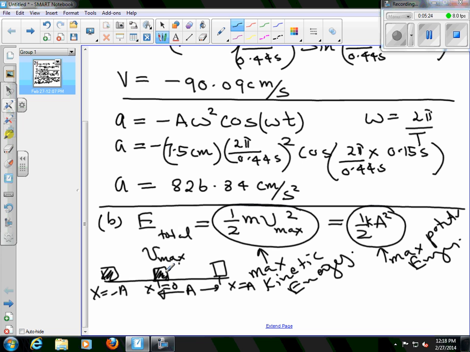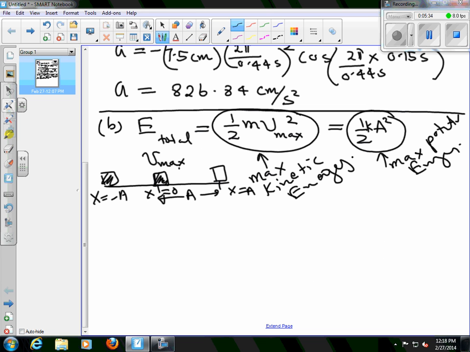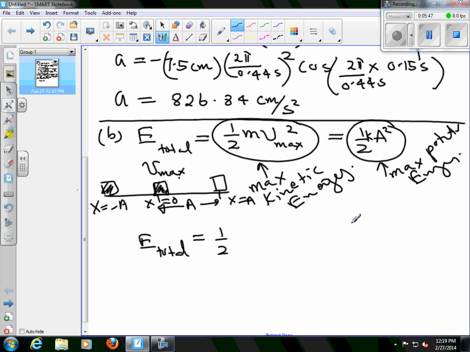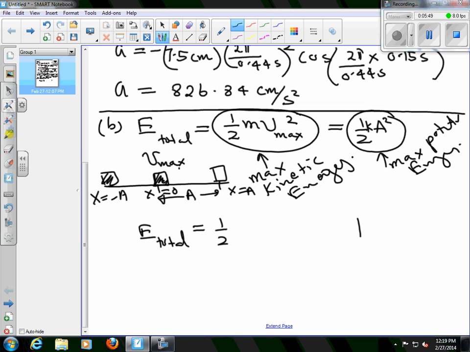So when you are asked to find the total energy of the system, you have to calculate either this one or this one, right? So which one are you going to calculate? So E total is equal to, what is the amplitude? You know the amplitude. Now, what is k? k is given in your problem.